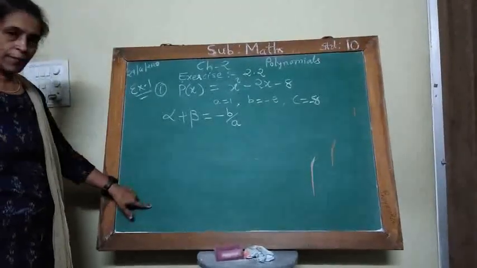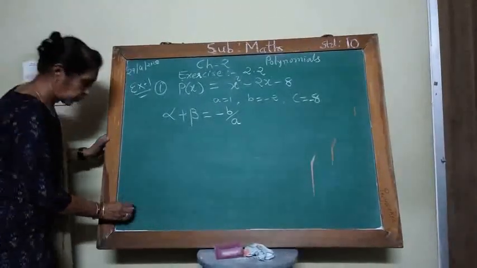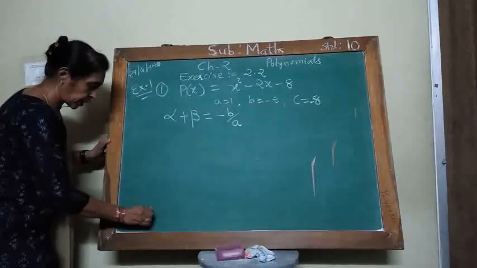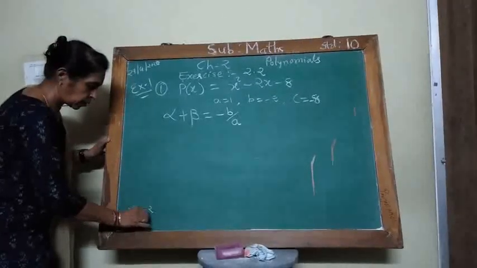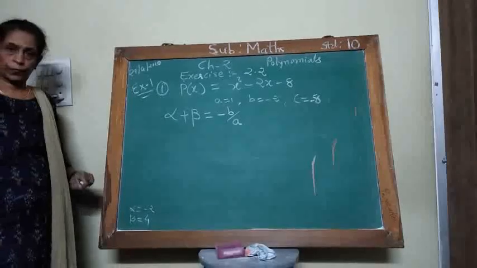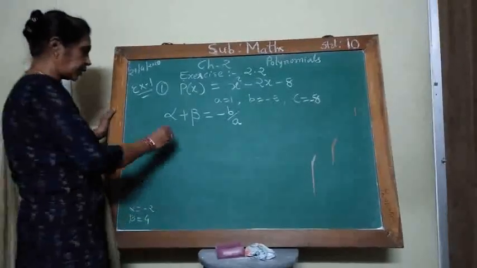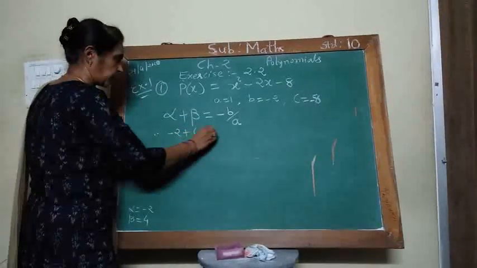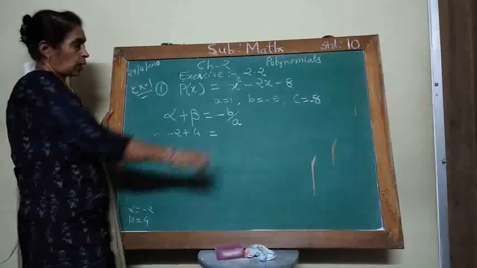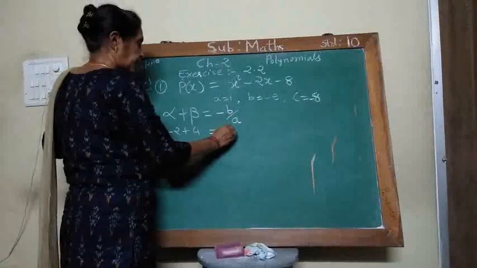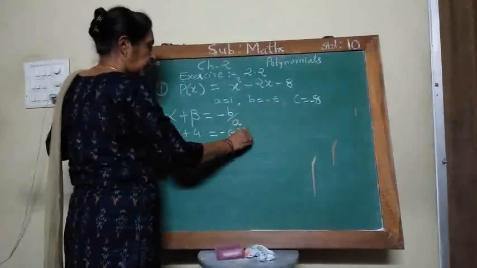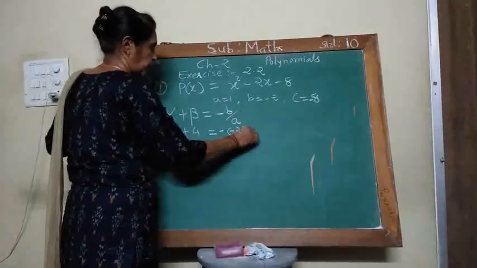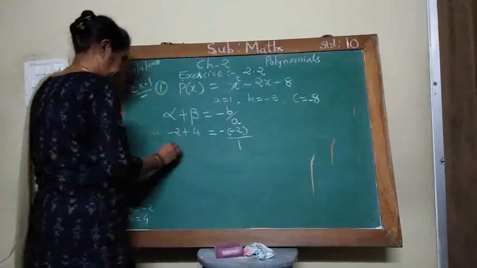So I get alpha equal to what? Minus 2. And beta is equal to what? 4. Okay. So I substitute here on the left hand side minus 2 plus 4. b means minus 2, a means 1.